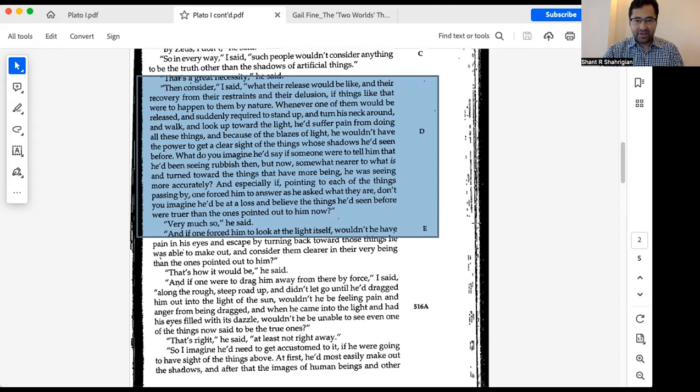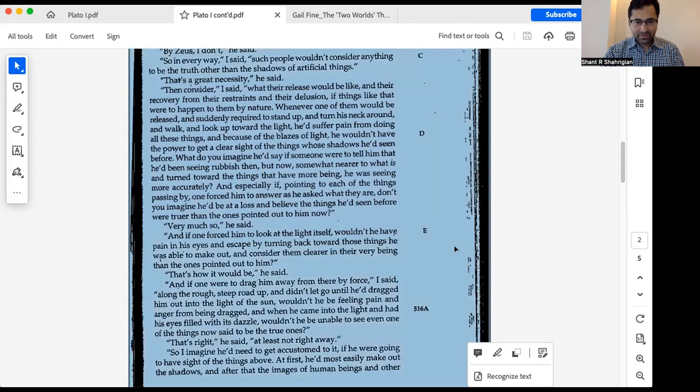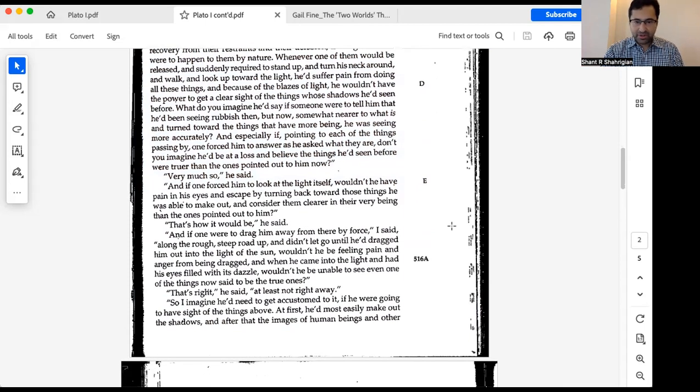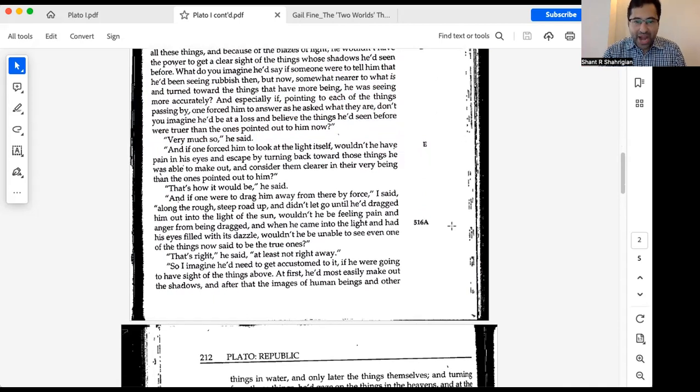And especially if, pointing to each of the things passing by, someone would force him to answer as he asked what they are, don't you imagine he'd be at a loss and believe the things he'd seen before were truer than the ones pointed out to him now? And if forced to look at the light itself, wouldn't he have pain in his eyes and escape by turning back toward those things he was able to make out and consider them clearer in their very being than the ones pointed out to him? And if one were to be dragged away from there by force along the rough, steep road up and didn't let go until he dragged him out into the light of the sun, wouldn't he be feeling pain and anger from being dragged?